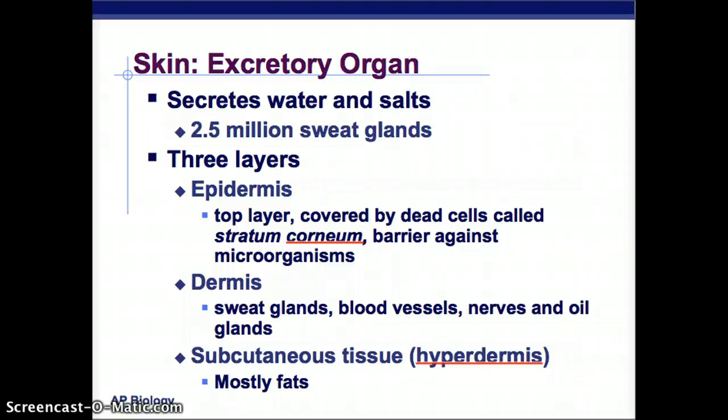The skin also acts as an excretory organ, so it secretes water and salts. It's got 2.5 million sweat glands and 3 layers to it. The epidermis is the top layer. It's covered by dead cells, and that's called the stratum corneum, which is a barrier against microorganisms. Then the dermis, right underneath it, contains all of our sweat glands, our blood vessels, nerves, and oil glands. And then below that is the subcutaneous tissue, or the hypodermis, which is mostly fats. So the skin secretes water and salts through its layers of skin.